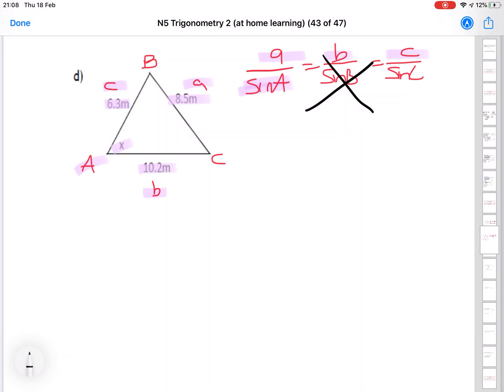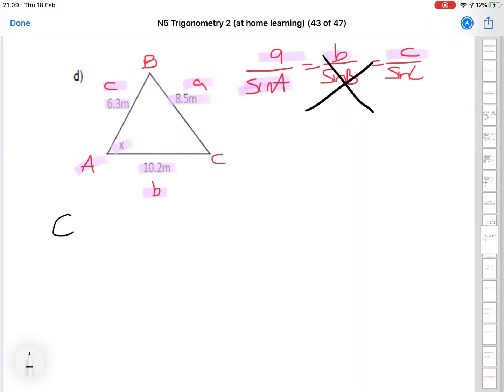Because it's an angle, it's going to be your cosine rule for finding your angle. Actually here, the way I've lettered this does fit the standard formula. It fits that as it is, so I don't need to rearrange it.